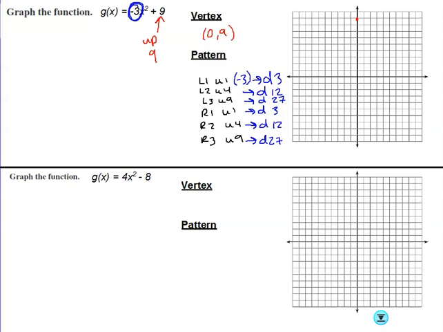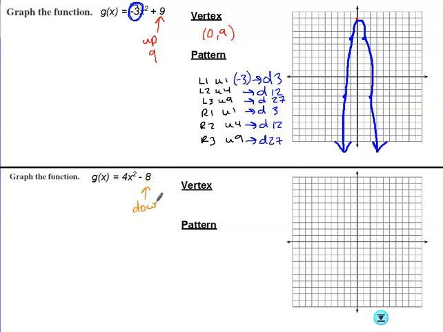So from my vertex, I go left 1, down 3, back to the vertex, left 2, down 12, back to the vertex, left 3, down 27 is pretty far off my graph. Back to the vertex, right 1, down 3, back, right 2, down 12, back, right 3, down 27, which is pretty far off. So I just connect the dots I have, and more or less this is the graph of my parabola.